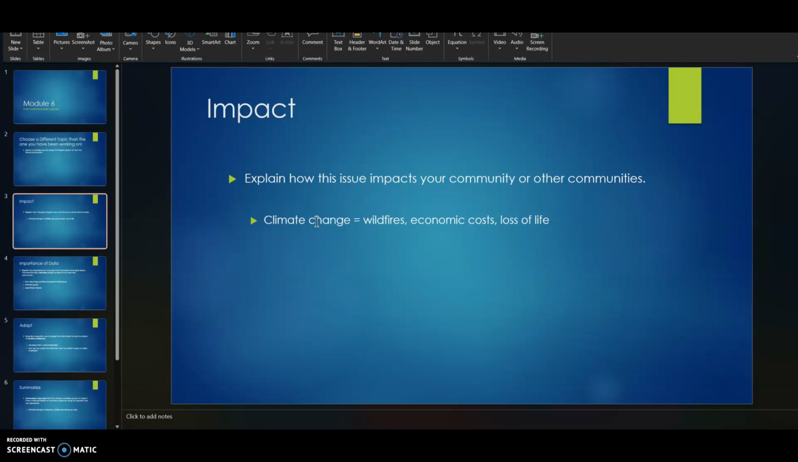So the impacts that you want to look at are not just financial losses, but how is it impacting tourism? How is it impacting health in the community? How is it impacting the ecosystem, like the wildlife? So there should be a couple of different impacts that you cover.